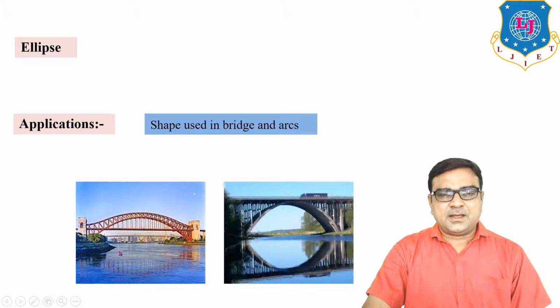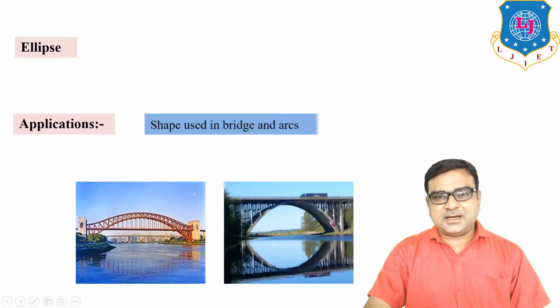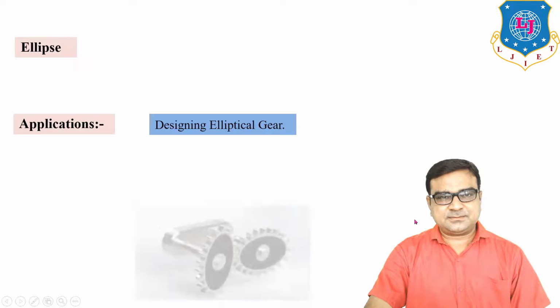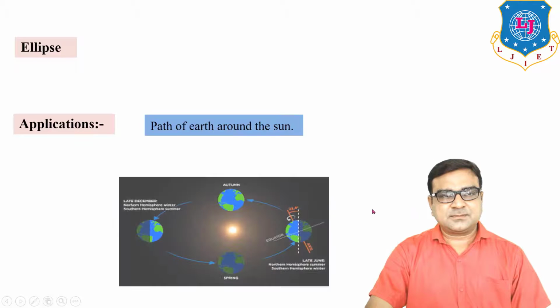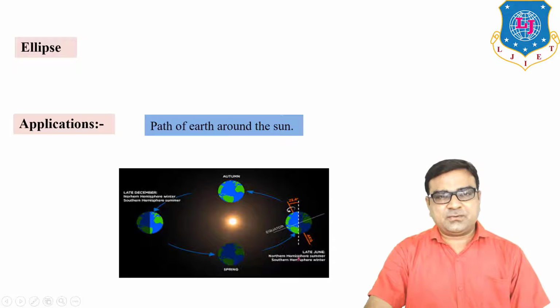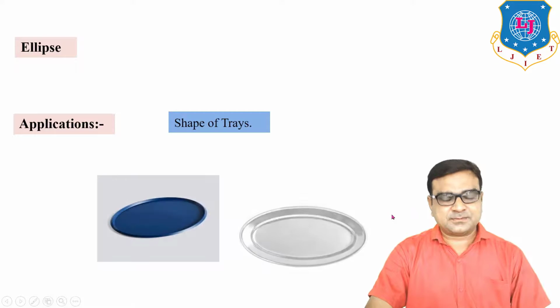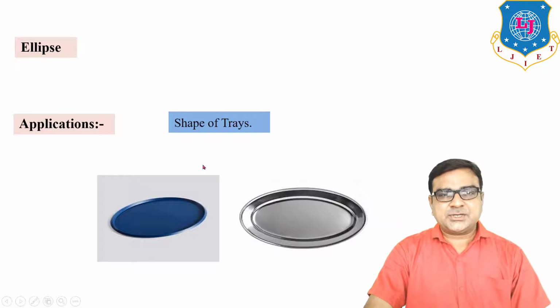Then the shape of bridges and arches, designing elliptical gears, the path of the earth moving around the sun is also an elliptical shape, and the shape of trees is also made of ellipse shape.